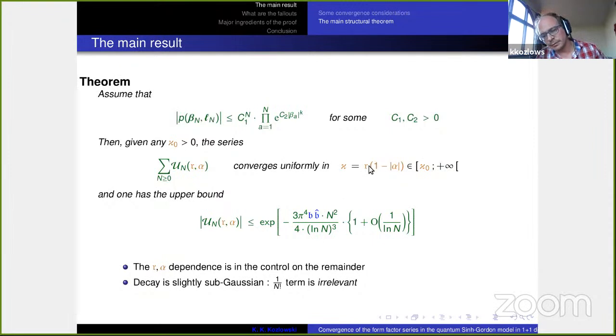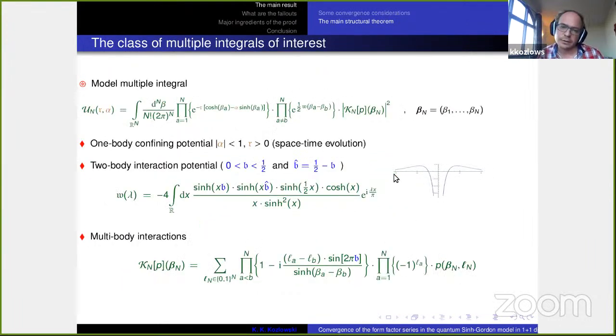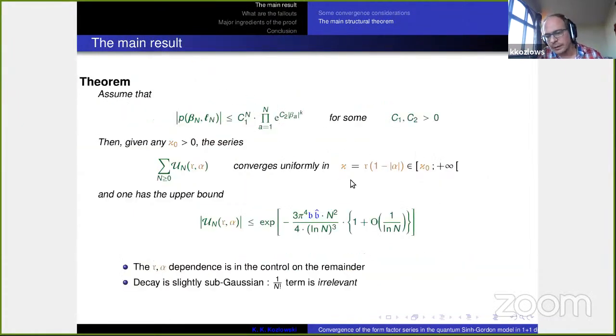Then if you have such a property for the Pn, for any kappa positive, where you fix kappa as r times 1 minus alpha, so these were the two parameters appearing in the one body confining potential, this is basically the regime where this potential ensures the convergence of the integral. So if you are in such a regime, then the series of multiple integrals converges, and one can show the following upper bound on the n-fold integral.